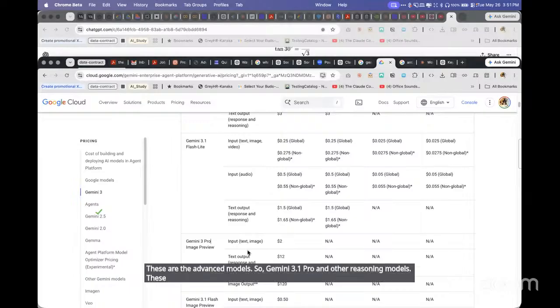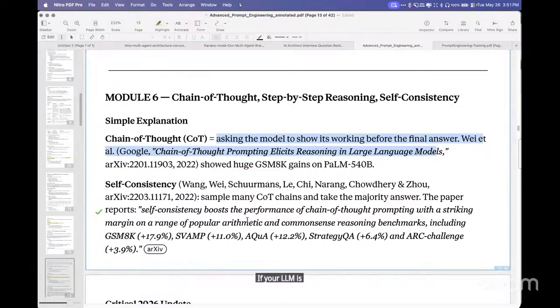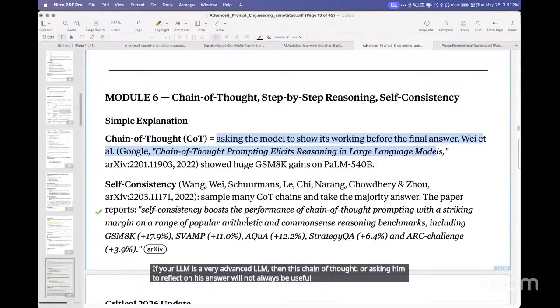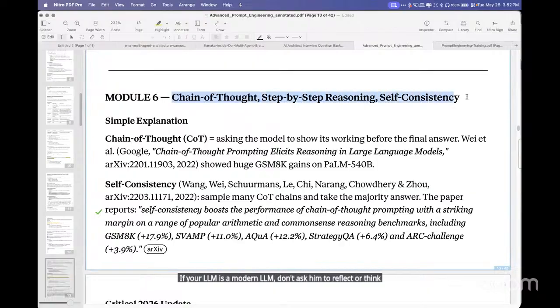These models always think themselves very good. So if your LLM is a very advanced LLM, then this chain of thought, or asking it to reflect on its answer, will not always be useful. It will just burn the tokens and increase the bill of tokens, but it will not improve the output in terms of the money spent. So that's why if your LLM is a modern LLM, don't ask it to reflect or think twice or think thrice.